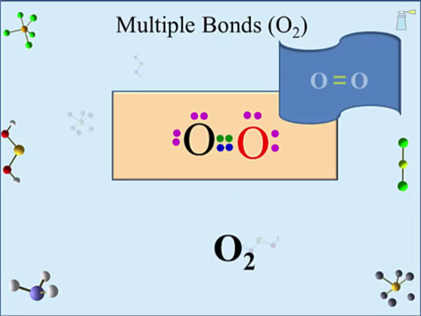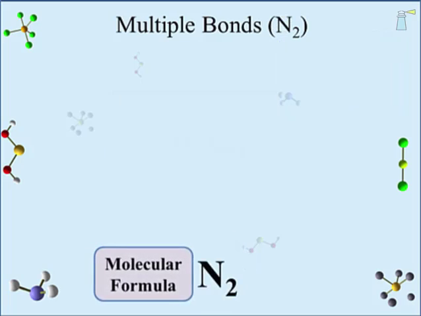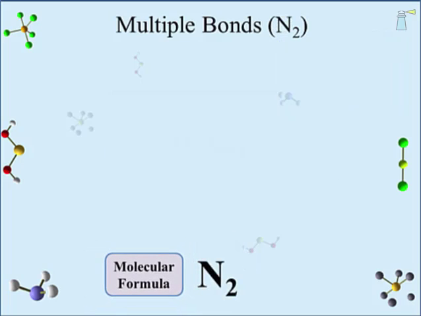The dot structure can also be represented with 2 lines replacing the 2 sets of shared electrons in the double bond. Additionally, the lone pair electrons can be displayed as dots or lines as shown here. This is a double bond. What would a triple bond look like? For that, we will use nitrogen in the form of N2.